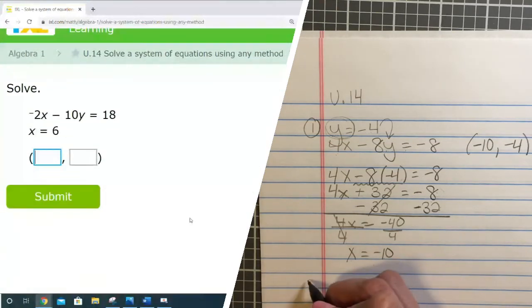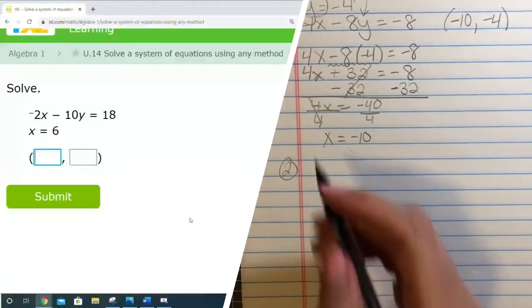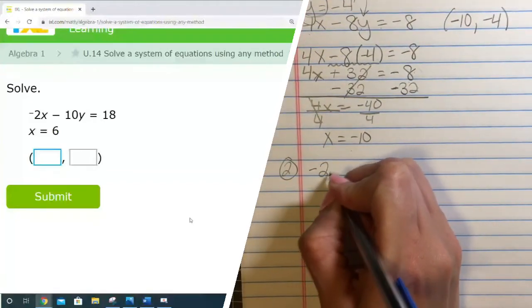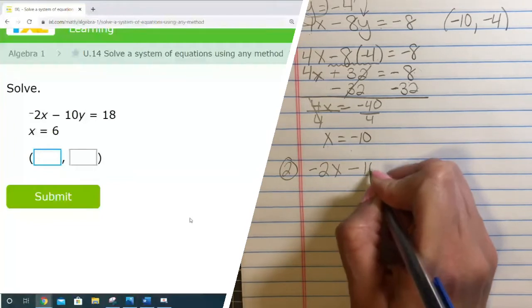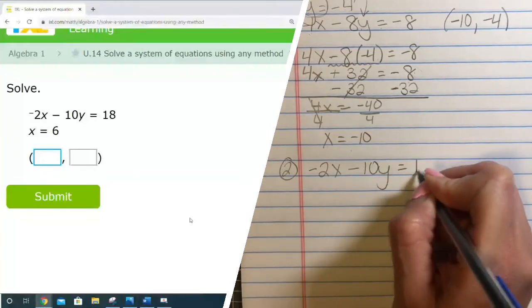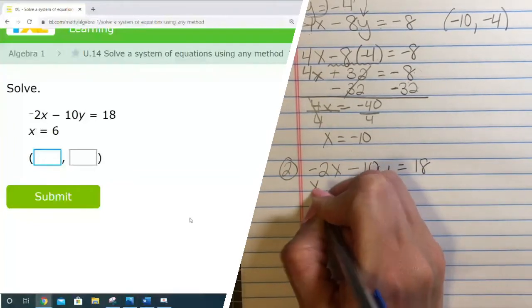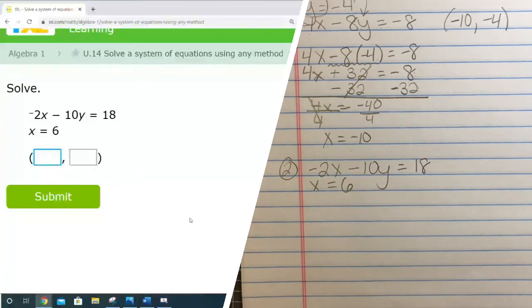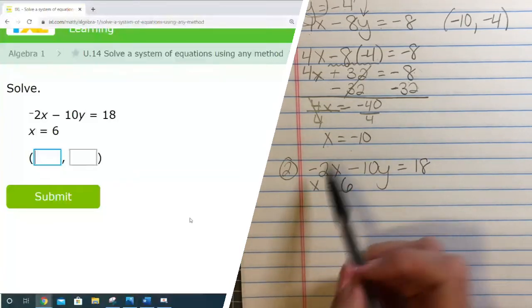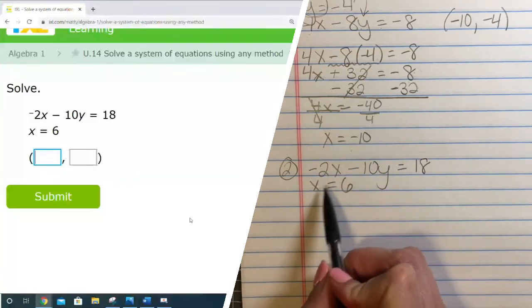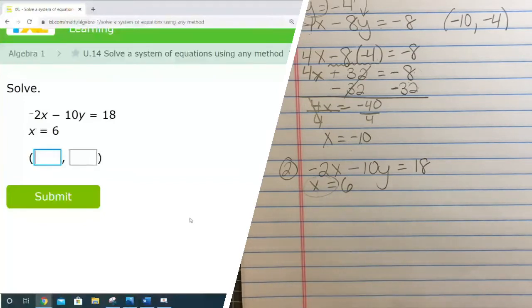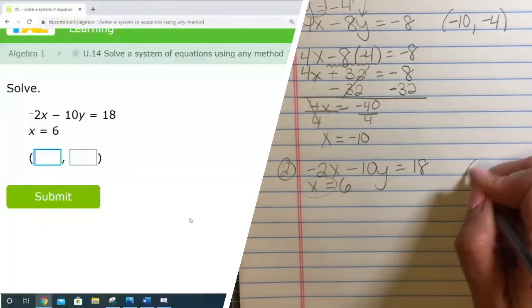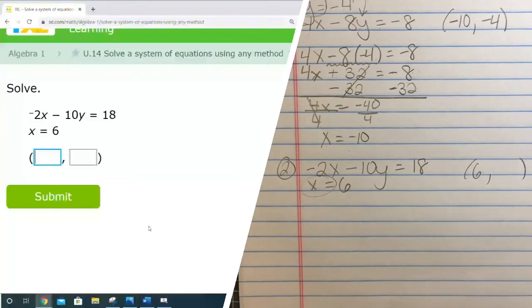So the next question, very similar. The next question gives us -2x minus 10y equals 18. And then the second equation gives us x equals 6. So just like I said, similar to what we just did, we're focusing on what we were given. We're given x already. We already know x is 6. So we're trying to figure out what y is.